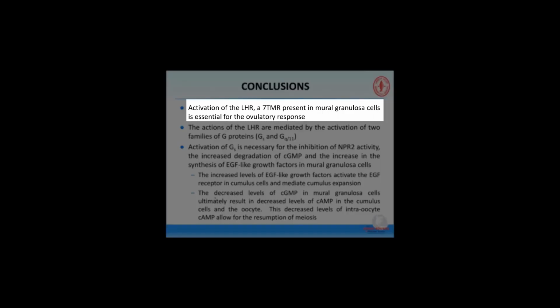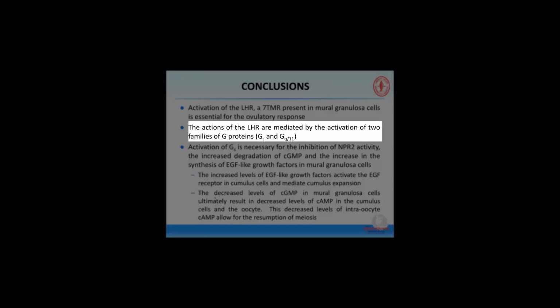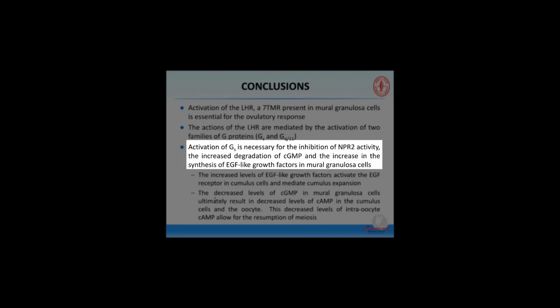So activation of the LH receptor, a 7-transmembrane receptor that is present in mural granulosa cells, is essential for the ovulatory response. There's no question about that. Everybody knows that. The actions of the LH receptor are mediated by the activation of two families of G proteins, GS and GQ11. The activation of GS is necessary for the inhibition of NPR2 activity, the increased degradation of cyclic GMP, and the increase in the synthesis of EGF-like growth factors in mural granulosa cells.